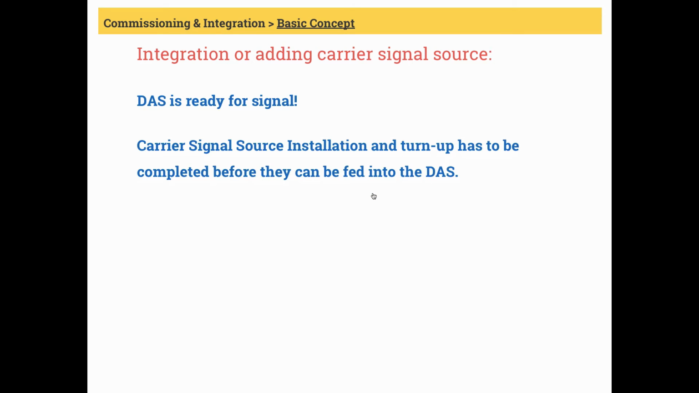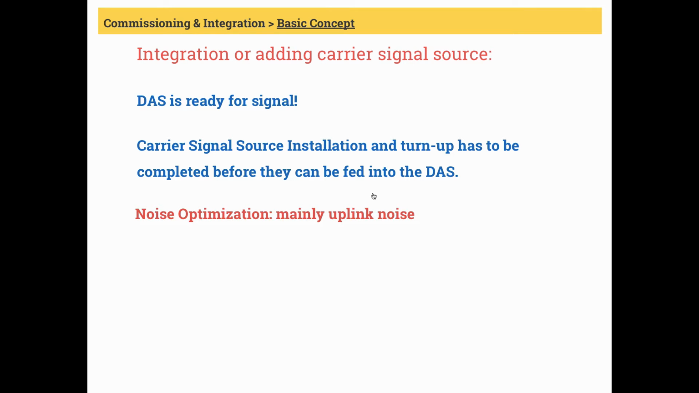Integration or adding carrier signal source. Once the engineers complete all the steps described in the last two slides, your DAS is ready to accept carrier signal, which means Sprint or AT&T or Verizon can now join the DAS. We are assuming at this point that the intended carriers have installed and turned up their signal source at the site. This installation of carrier signal source can be a whole project by itself, and we'll discuss a little more in the project management section.